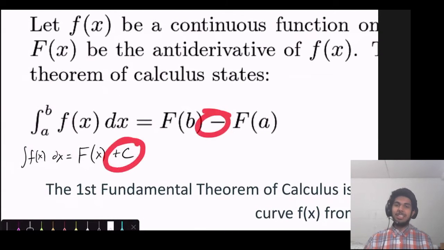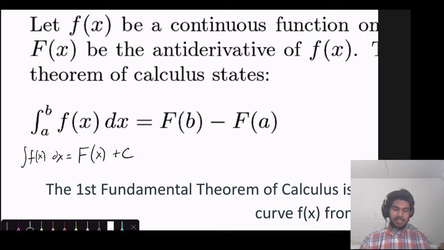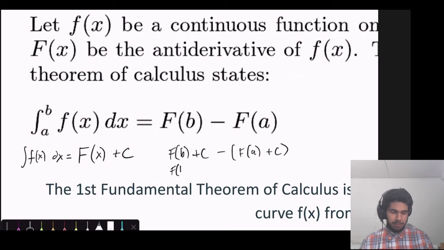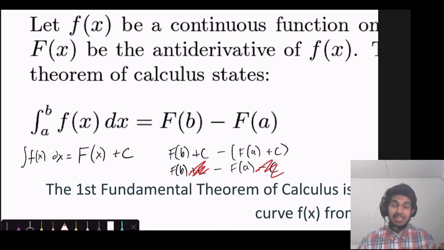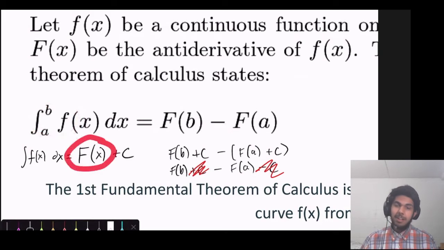And wow, we don't even need the plus c. The reason for that is if we plug in b into this, we get F of b plus c. And then if we plug in a here, we get F of a plus c. And if we take the difference, we'll get F of b plus c minus F of a plus c. And that's equal to F of b plus c minus F of a minus c. So the c's cancel, and we're left with F of b minus F of a. So the c's actually go away. But the great thing here is we can evaluate a definite integral in a very similar fashion to how we computed the indefinite integral.